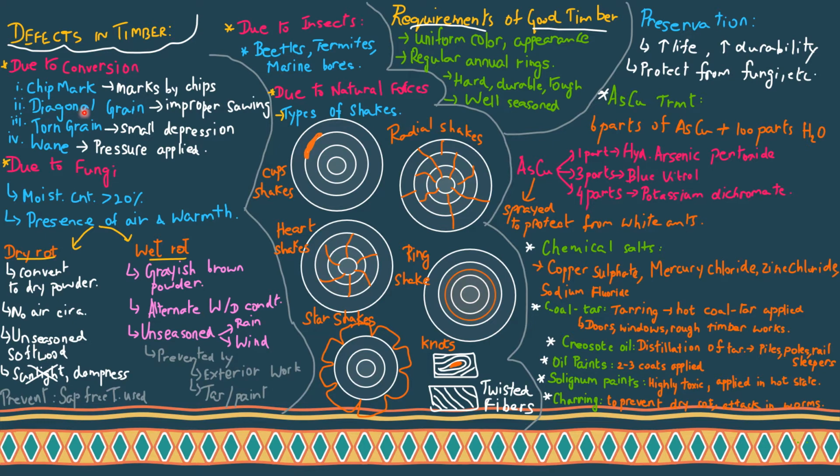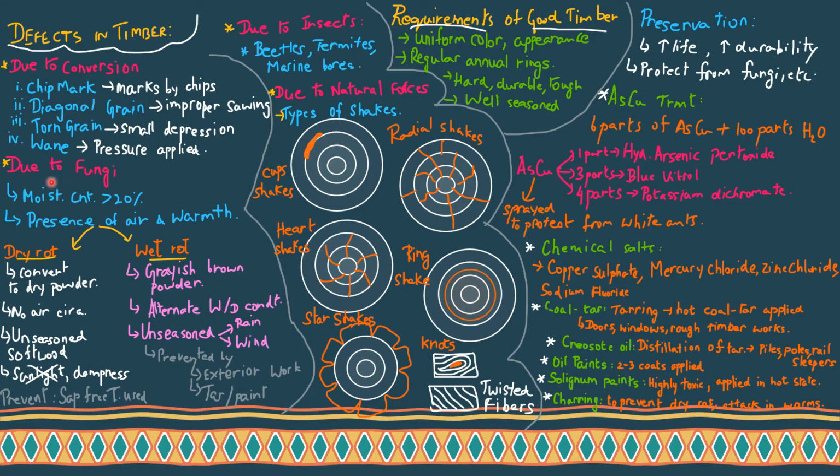Next is diagonal grains. That is due to improper sawing. When you're going to saw, you're going to cut it in an improper manner, you'll have diagonal grains. Next is torn grains. Those are small depressions that are found when you're sawing it. Next is vein. Those are nothing but the defects observed due to the pressure applied.